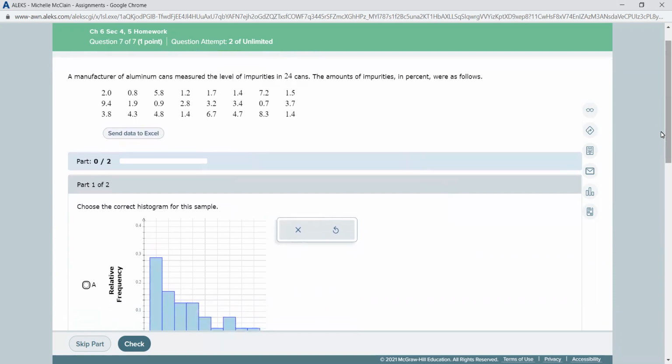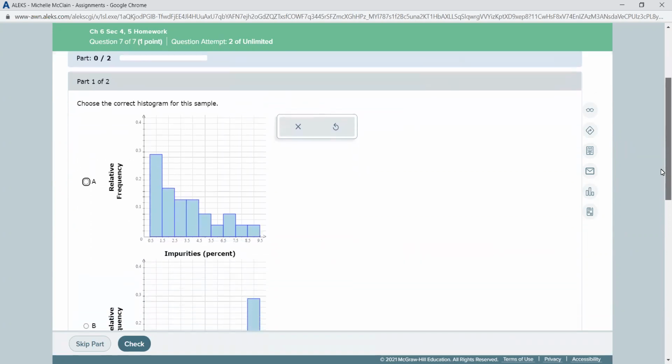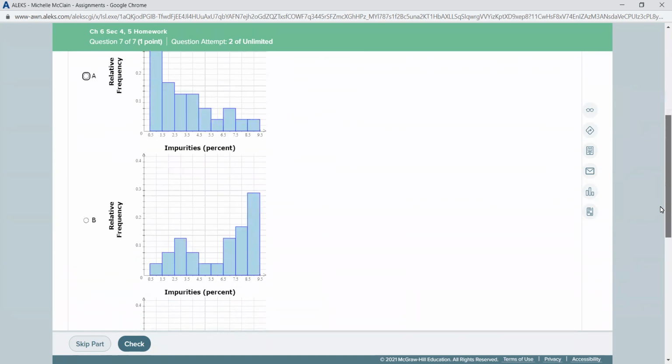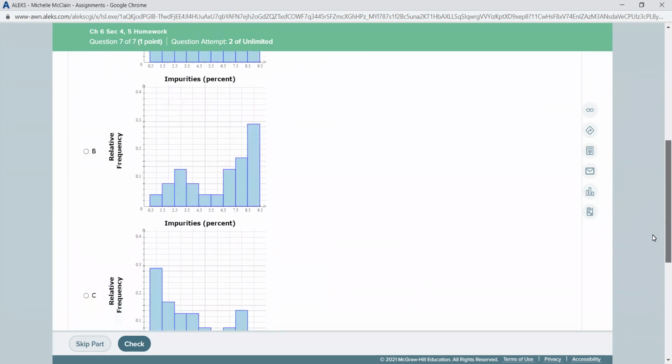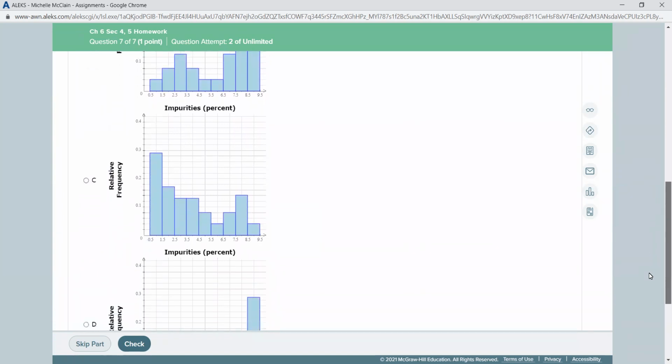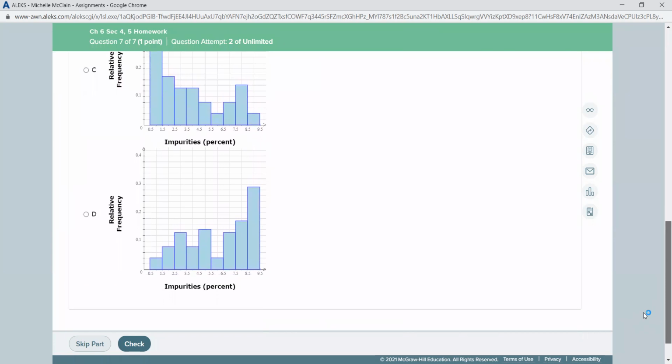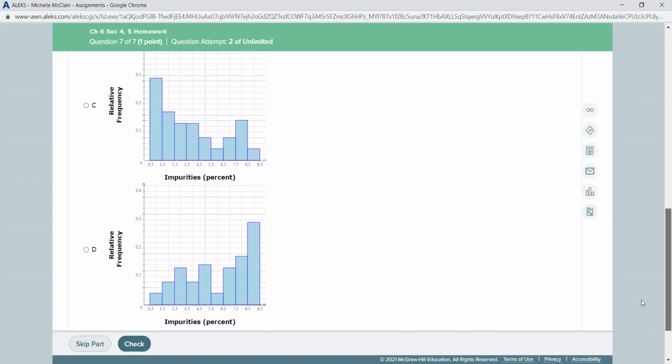So here we're given some data about some aluminum cans and their impurities. The amounts of impurities in percent were as follows. Okay, so we're given a bunch of decimals, and then we have to choose the correct histogram. So as I'm looking at these histograms, what I would do is try to find something that sticks out to where you can figure out from the data which one it would be. So kind of do a process of elimination.